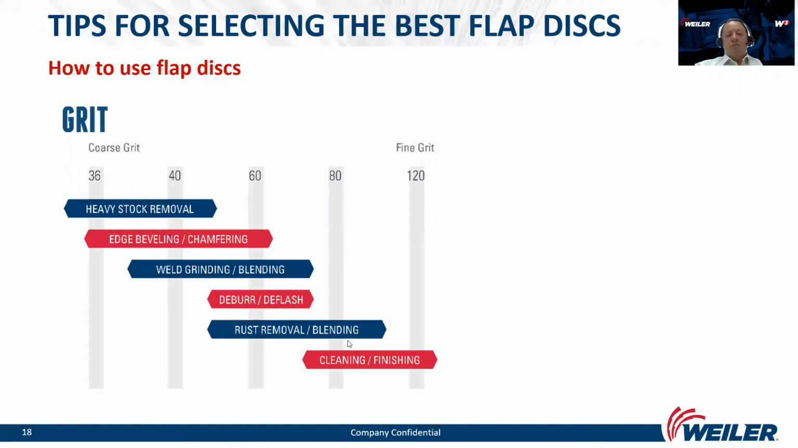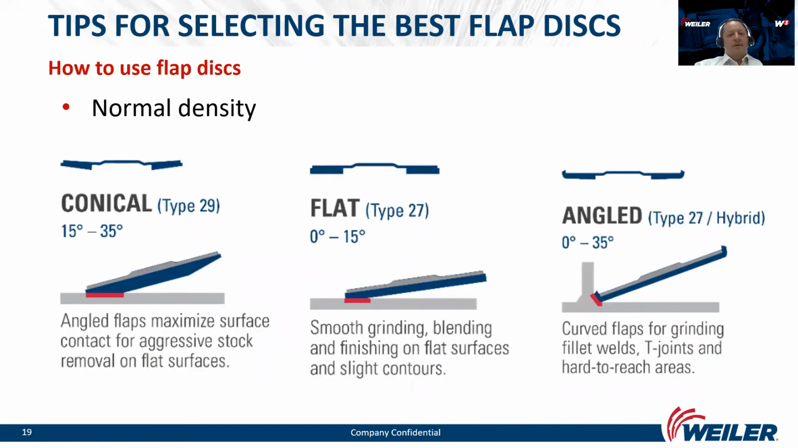Rust removal, blending, cleaning, and finishing operations can be done with finer grit sizes from 60 to 120. And do not forget, grit sizes should be selected as coarse as possible and as fine as is necessary.